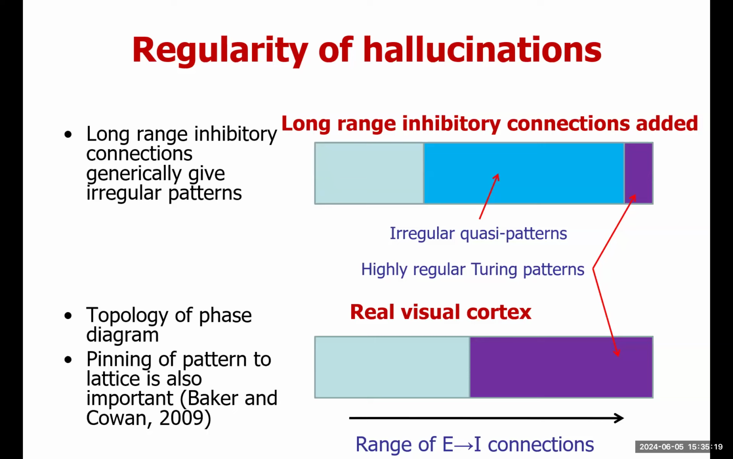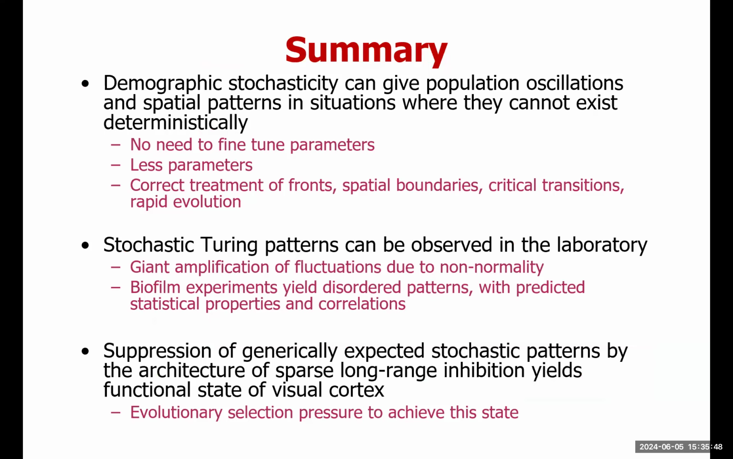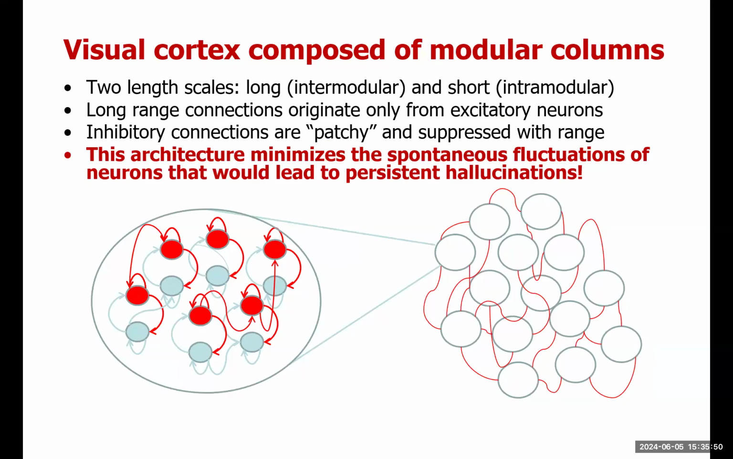deterministic pattern. So what happens is, if I have a generic visual cortex network, then there will definitely be this intermediate regime which will give you these irregular patterns. The real visual cortex goes from no patterns to something like this. And the reason is that you're looking at that very small region over here, where you have sparse long range inhibition. So just by having this architecture, you have two length scales, the long one from between the modules, these columns, and the short one.